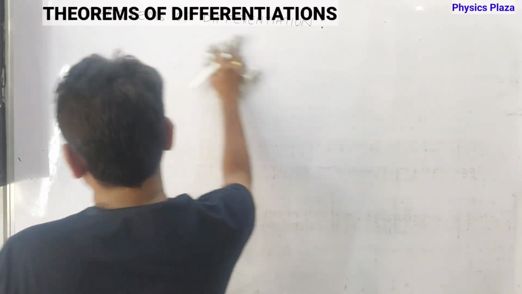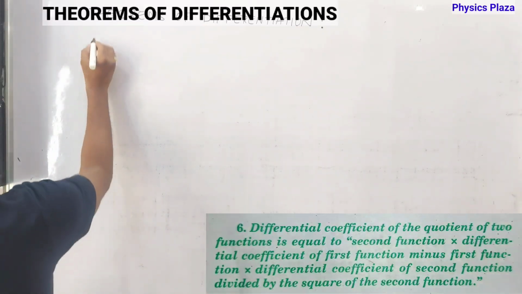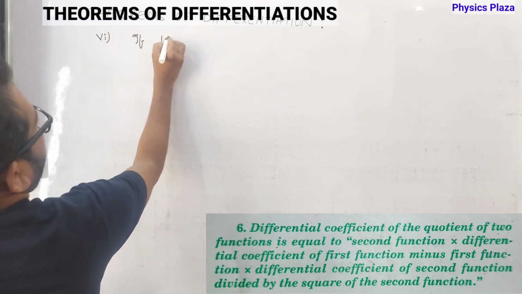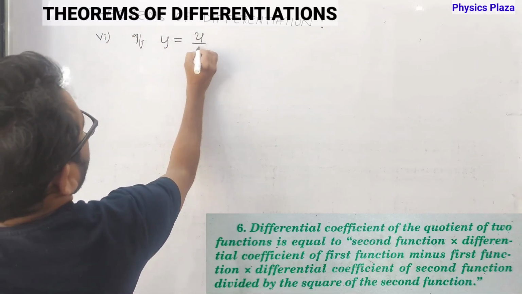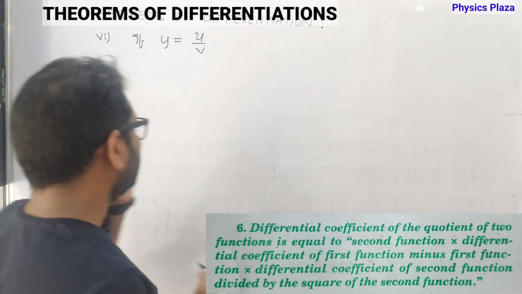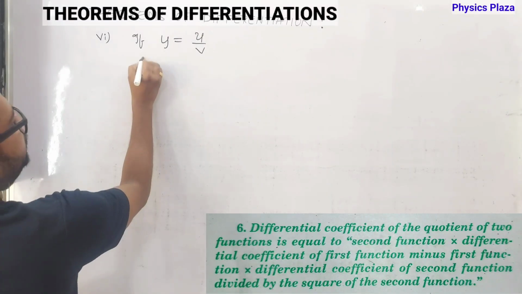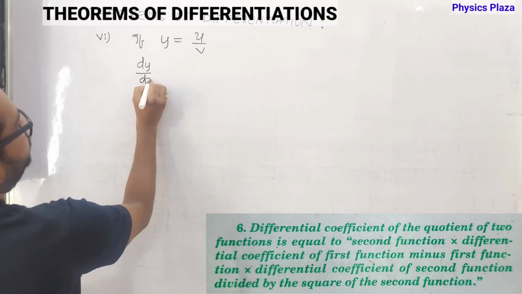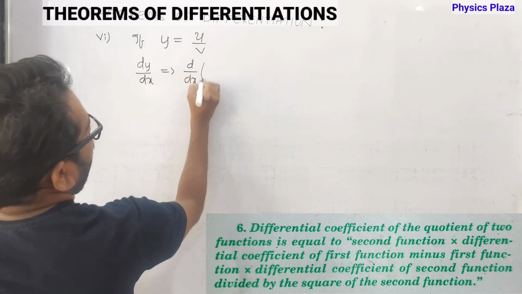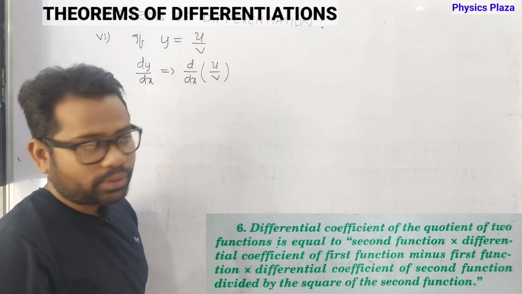Now let us see the sixth theorem of differentiation, that is the sixth rule of differentiation. Sixth one, children. So here, if y is equal to u by v, and children, u and v as usual are functions of x, then how can we calculate its differential coefficient, that is dy by dx, it can be written as dy by dx of u by v. Children, it is also called the quotient rule actually.